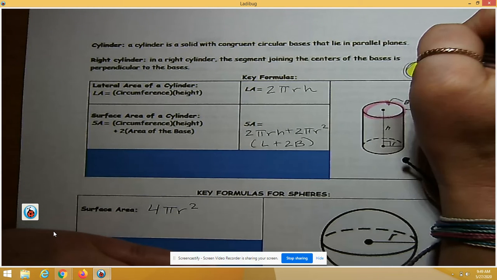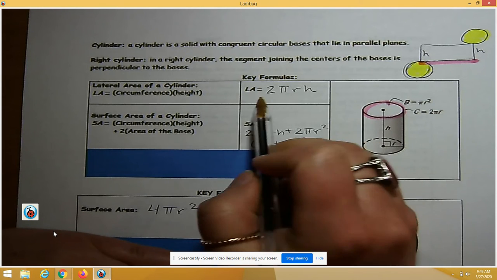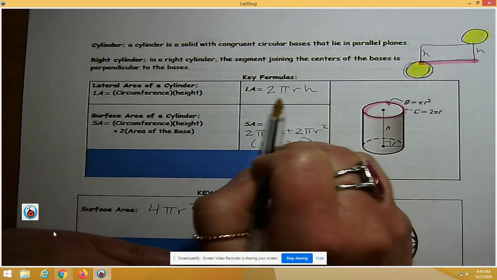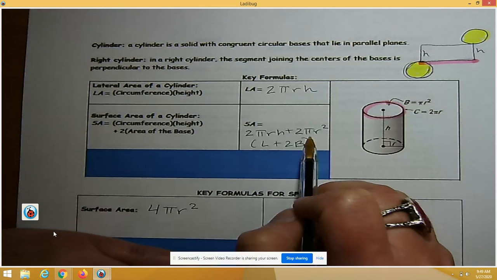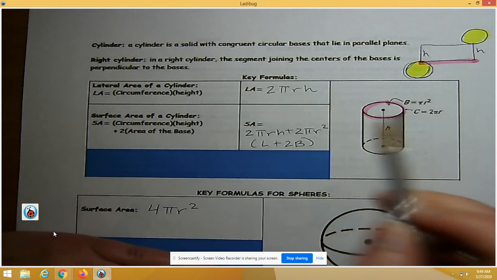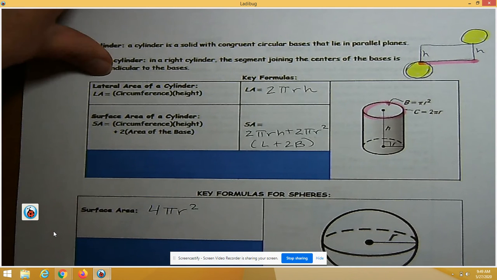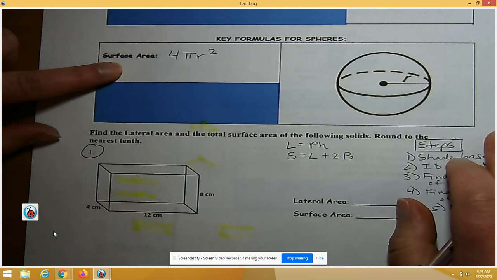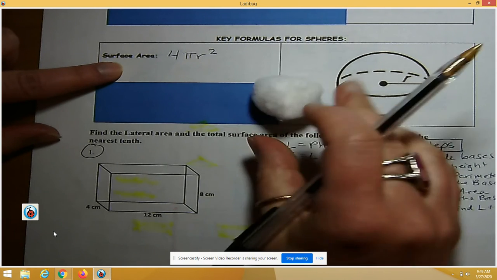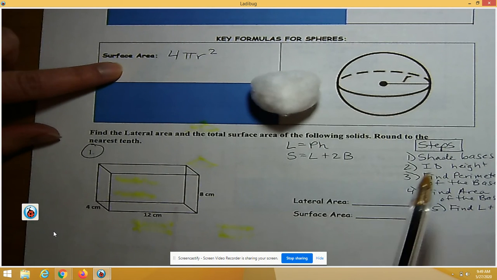So when you do the lateral area, you're doing the perimeter of the base, which we're going to call the circumference, times the height, and then we're going to add the two bases, and they're circles, so 2 times pi r squared. And then there's one last formula, and it is the formula for a sphere, which is 4 pi r squared. A sphere, here's my cotton ball. You just need the radius, and then you use a formula. So it's really straightforward.